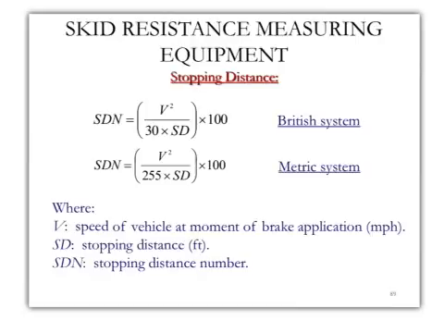SD is the stopping distance, and then this has to be multiplied by 100. So there are two equations here, as you can see: one for the British system, where we use miles per hour and feet, or if you want to use the metric system, there is another equation for the metric system.